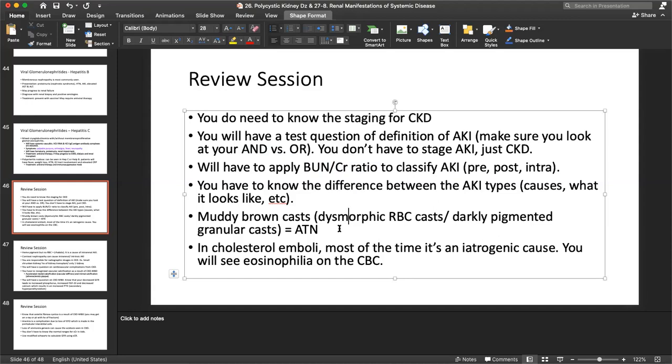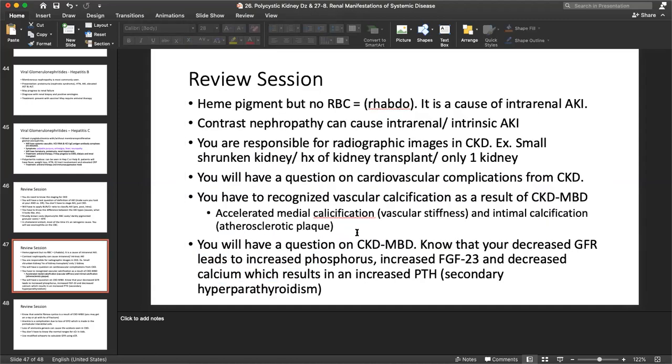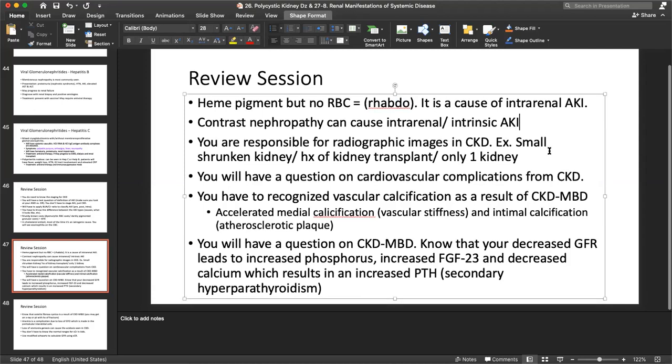Muddy brown cast, may say dysmorphic red blood cell cast, darkly pigmented granular cast, that's ATN. In cholesterol emboli, we're going to see an atherogenic cause, and you're going to see eosinophilia on that CBC, so high eosinophils. Heme pigment but no red blood cells is going to be rhabdo, and that's a cause of intrarenal AKI. Contrast nephropathy can cause intrarenal intrinsic AKI.